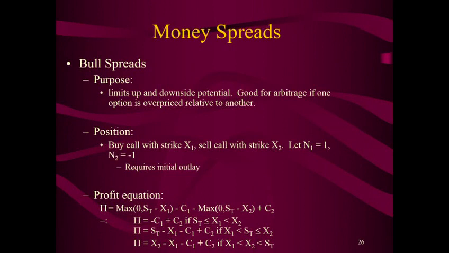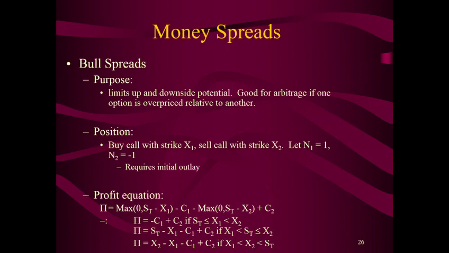Okay, we look at a bull spread. A bull spread is taken when you think that the market is going up, right? But at the same time, in taking a bull spread, it's going to limit both your upside and downside potential. Now, why do you think we want to take a bull spread then? Why do you want to take a position where it's going to limit your upside potential?